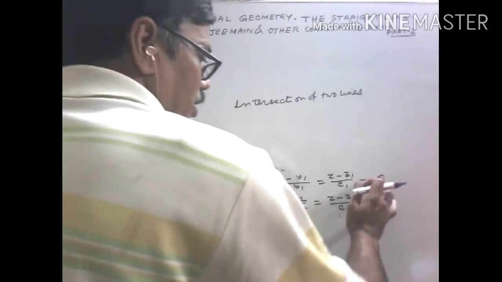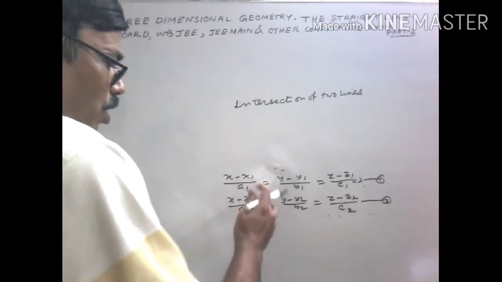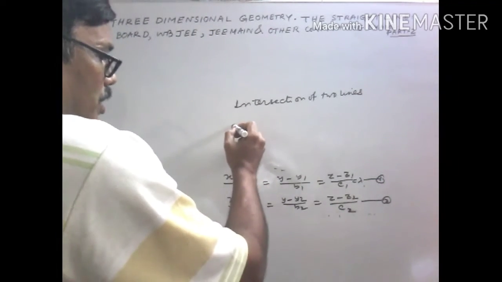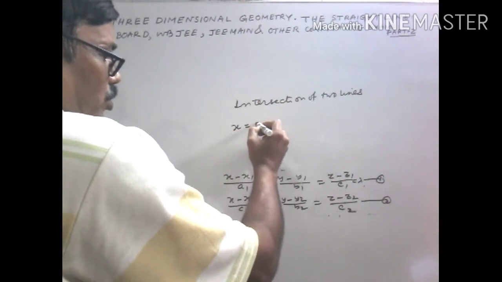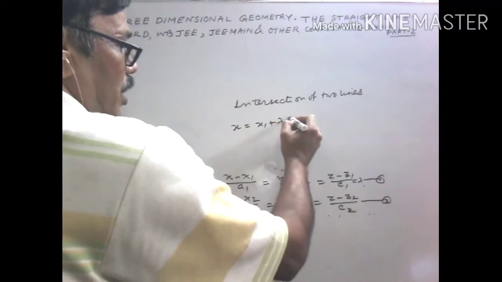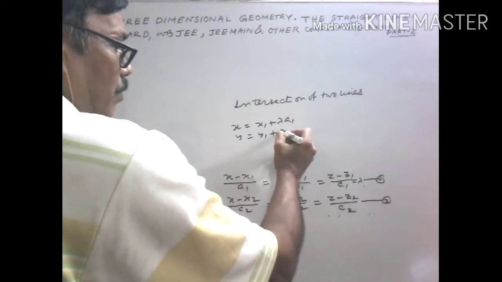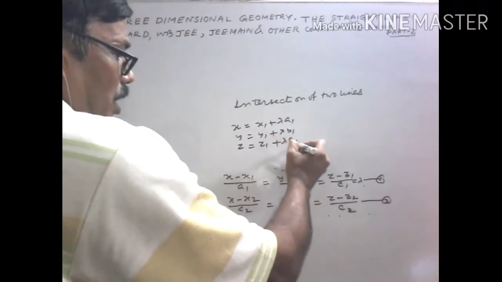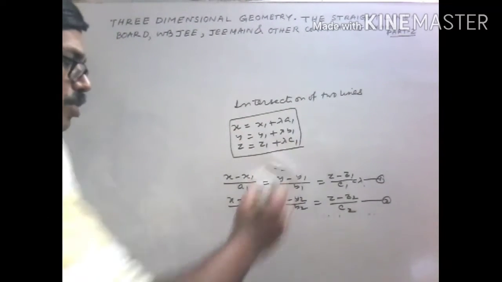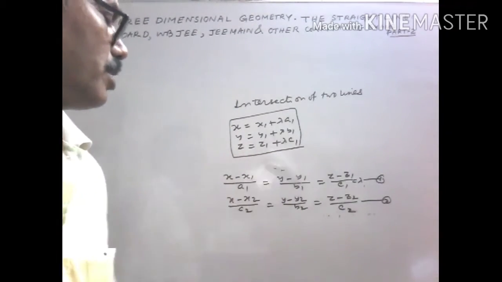So if we take this as lambda, then we get a point on line 1. So what is the point? x equals x1 + λa1, y equals y1 + λb1, z equals z1 + λc1. So this is a point. Many points, so one point is this.